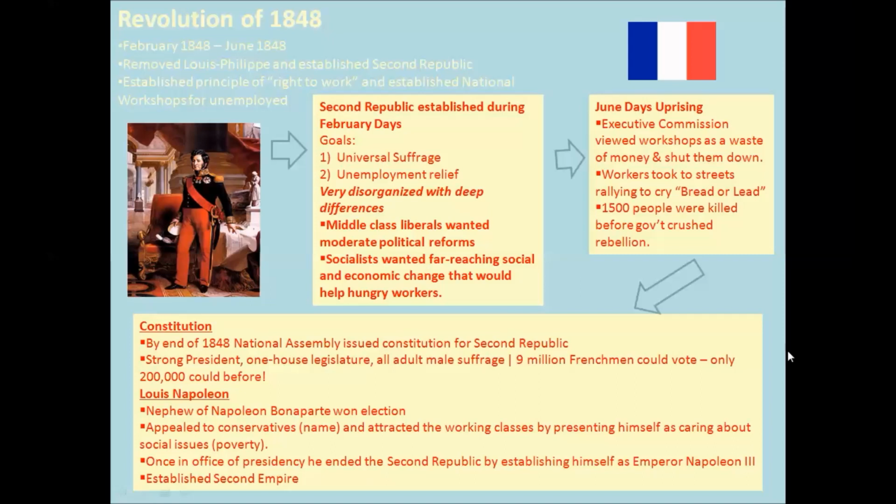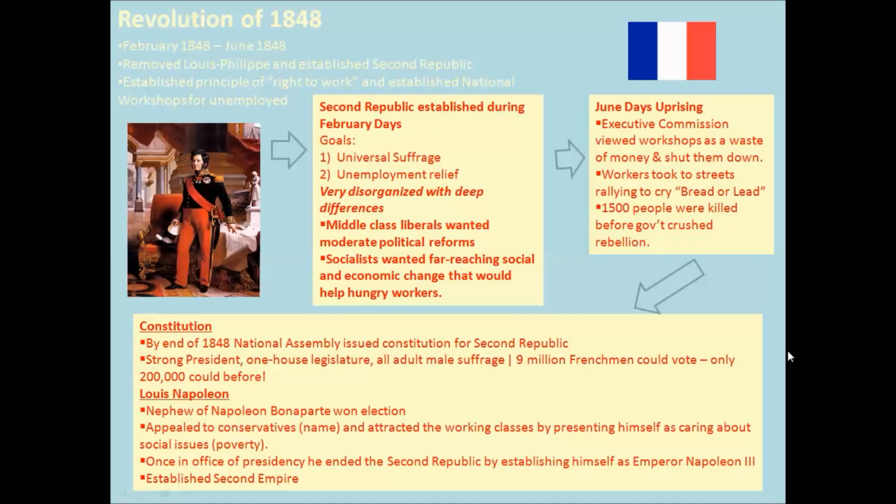This one they added "ou mort," meaning either give us food or we're going to kill you. 1,500 people are going to be killed during this uprising in France, but the government's going to crush the rebellion, mostly because the middle class gets out of this revolution. The middle class says, never mind, we don't support it anymore, we're going to support the government.